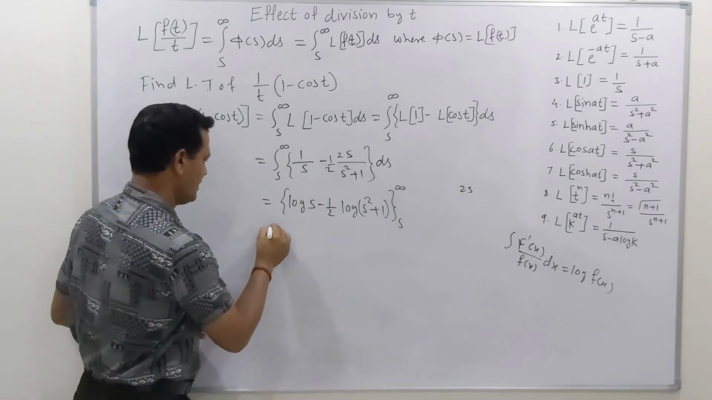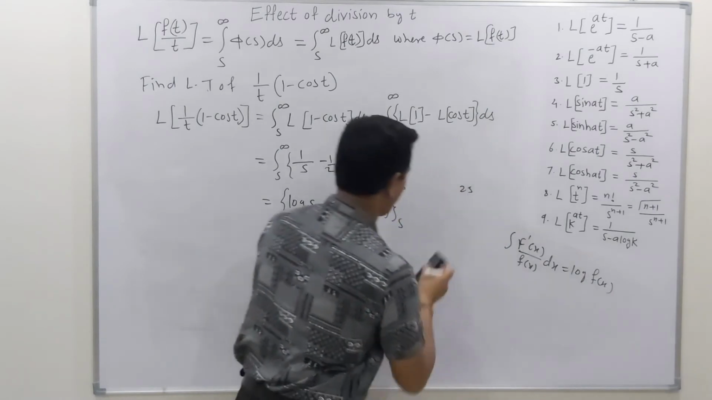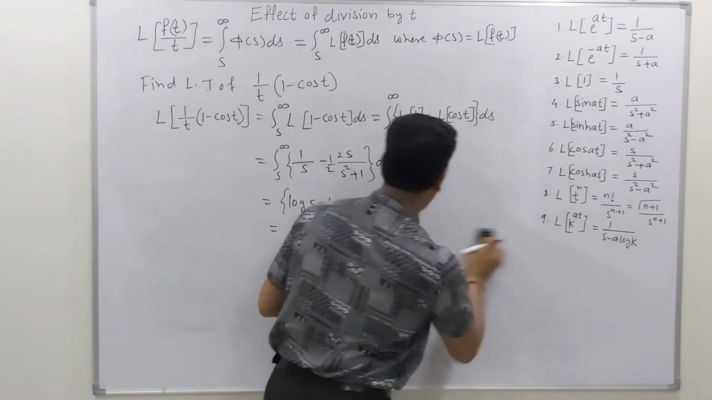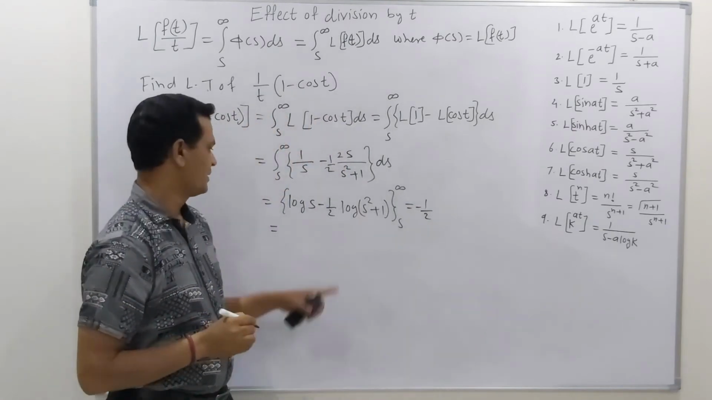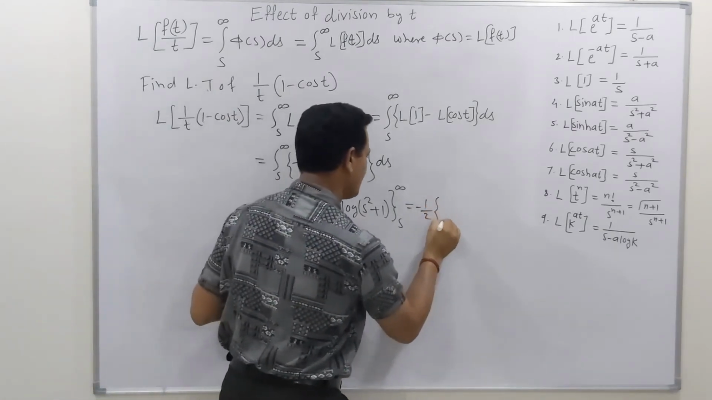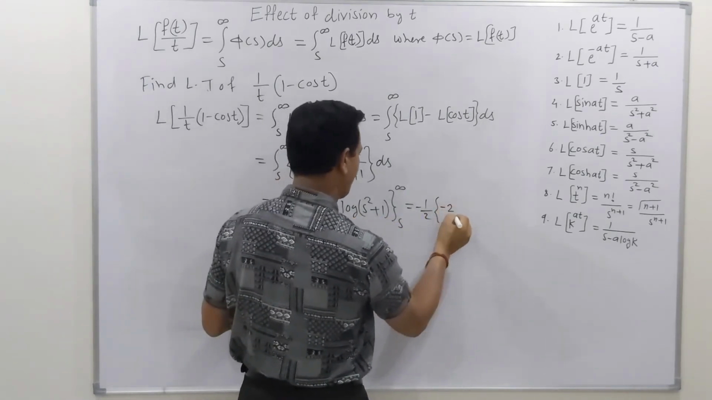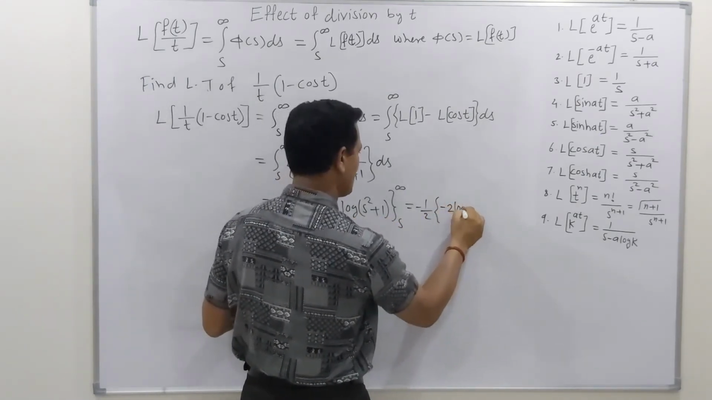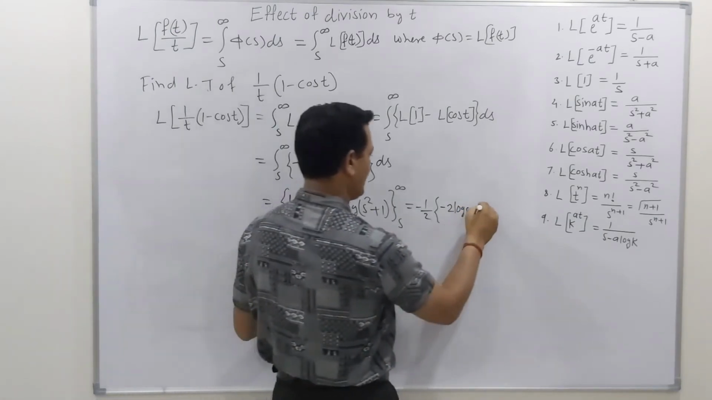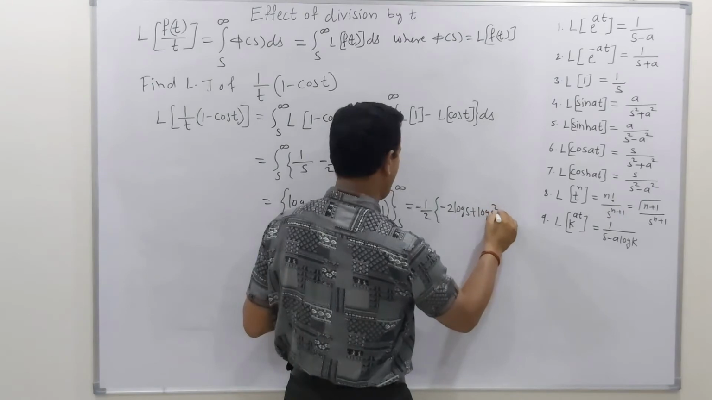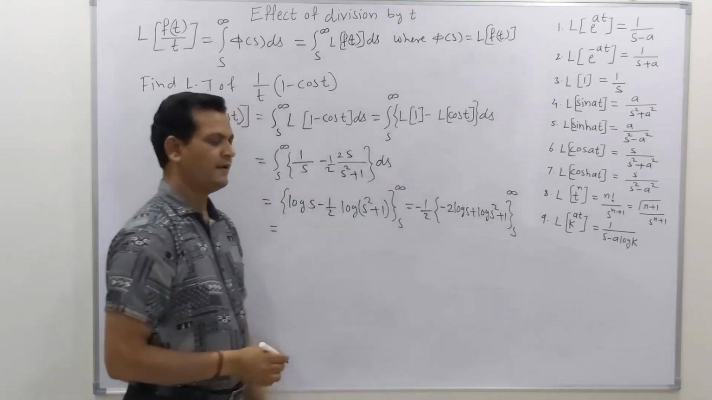If we take minus 1 upon 2 common, then we multiply the first term by minus 2, so this is log of s. Then minus minus becomes plus, so this is log of s square plus 1, and its limit is s to infinity.